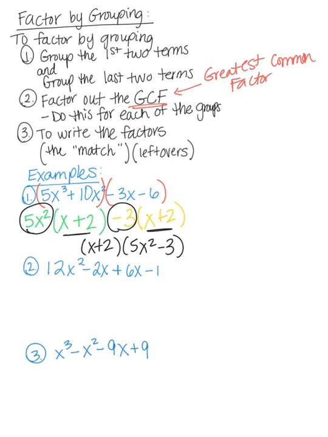Following the same steps, I'm going to group the first 2 terms together and the last 2 terms together. So looking at my first group, I see I have a 12x squared and negative 2x. Those can both divide by 2, so I'm going to have 2. They can also both divide by x, so I'll have a 2x on the outside, leaving me with 12x squared divided by 2x is 6x. Negative 2x divided by 2x is going to be minus 1.